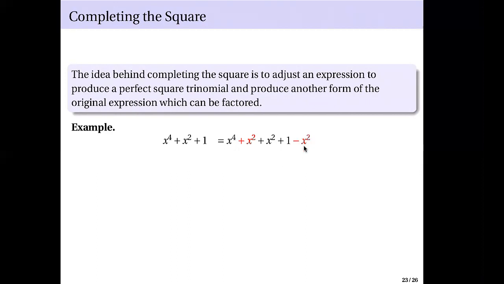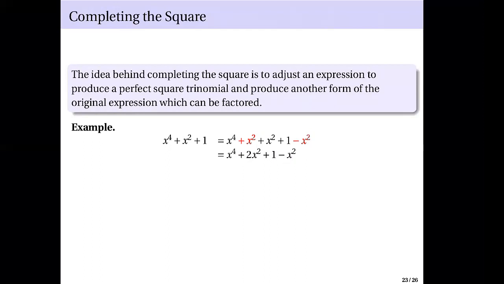But why are we doing this? Because it will be helpful in our factoring. We look at this group here, x to the 4 plus x squared plus x squared plus 1. We simplify this, meaning we add this x squared and this x squared. So what we will get is x to the 4 plus 2x squared plus 1, and then of course, there's still the minus x squared.